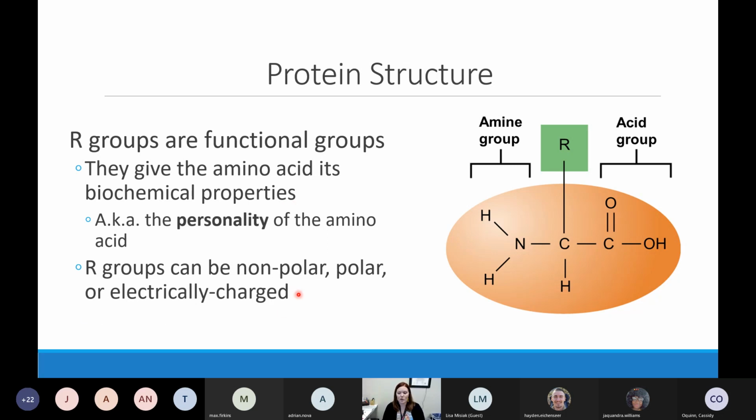So when I say that some of them are charged, I mean that some of them are positive, some of them are negative. Then we also have some that are nonpolar and some that are polar. So when we're looking at our amino acids, all of them care about their functional group. Their functional group is their personality type, and that's going to tell us or tell them how they can react, what they can do.